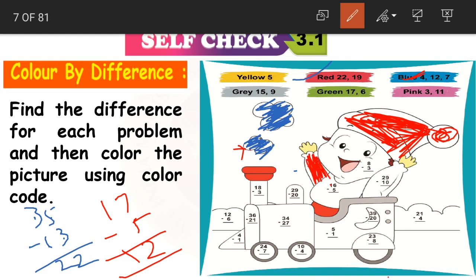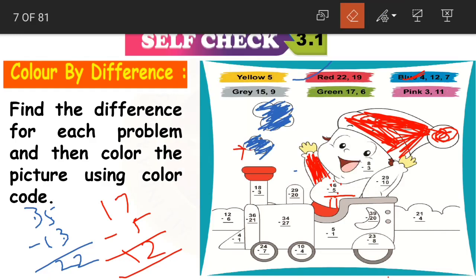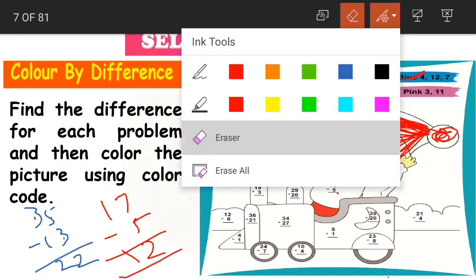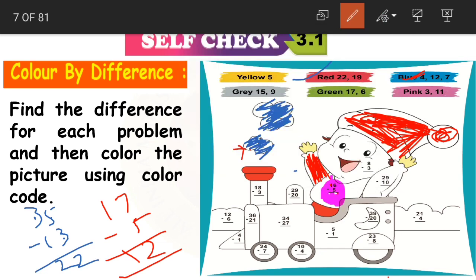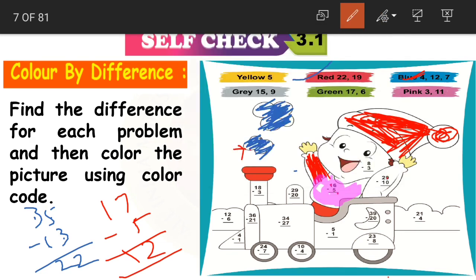Now moving on to the next one. 16 minus 5. 6 minus 5, 1 and 1. What is the answer here? 11. 11 is in which color? 11 is in pink. So we should color it with pink color. Now moving on to the next one. 29 minus 10 is equal to what? 19. Now 19 is in color red. So we will color it red.